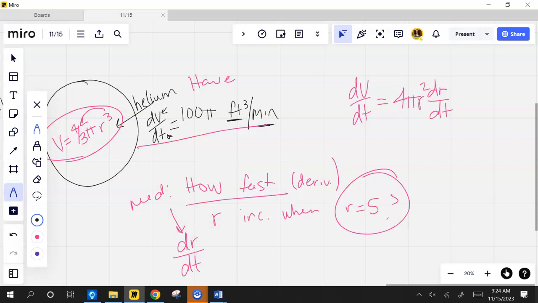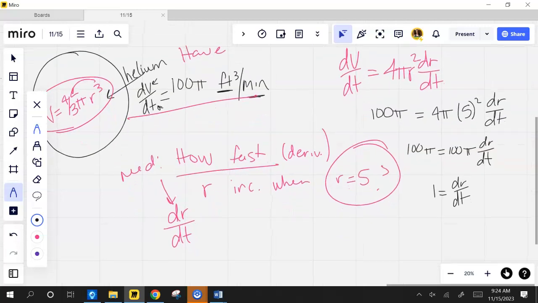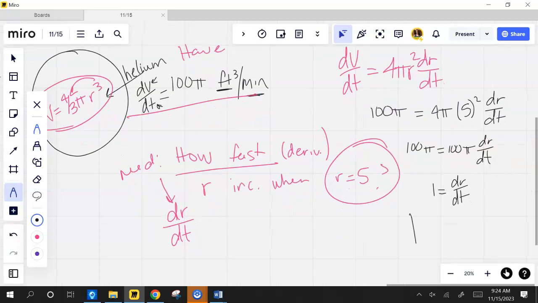Let's see. dV/dt, so 100 pi, did you put 100 pi there? 4 pi, 5 squared dr/dt. 25, that's 100 pi equals 100 pi dr/dt. What are my units? Feet per minute. Look at the units of r, look at the units of t. That's going to be my unit.